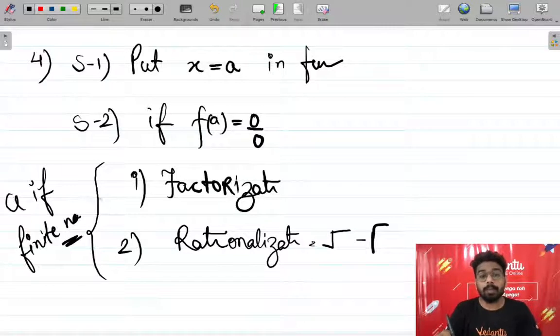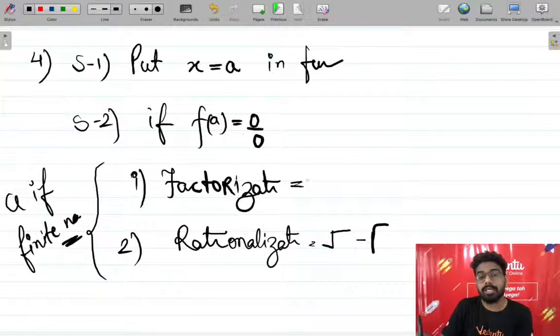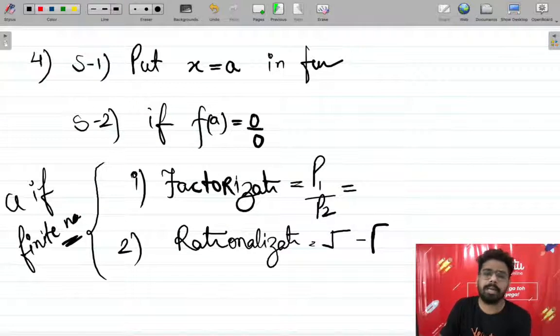See, when you put x equals to a, it is creating 0, and generally you will have a polynomial upon polynomial. In 99% of the cases you are going to have polynomial upon polynomial, and if in a polynomial on putting x equals to a it becomes 0, for sure you are going to have x minus a as a factor. And for sure, guys, you are going to have the same factor in your denominator.